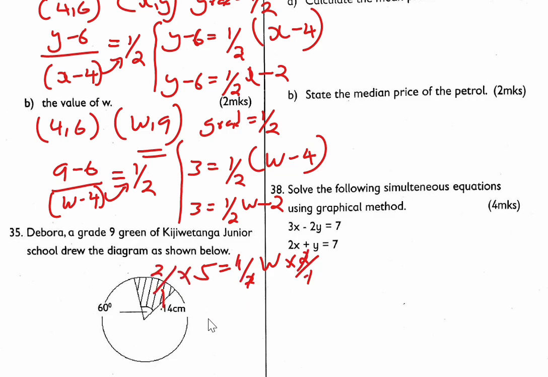You can see w is equal to 2 over 1 times 5. So 2 times 5 is 10. 10 over 1, we get 10. Therefore, the value of w is 10. And we score those 2 marks.